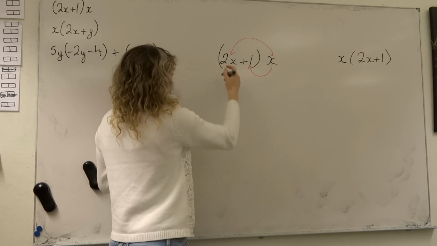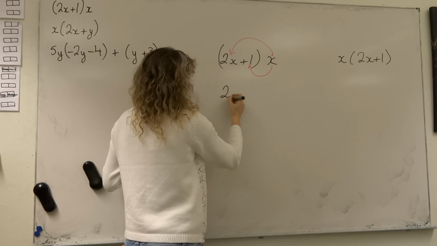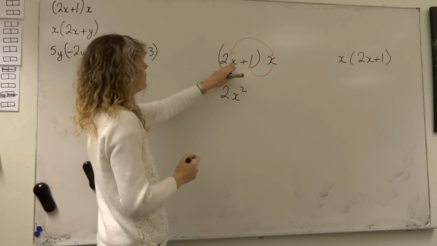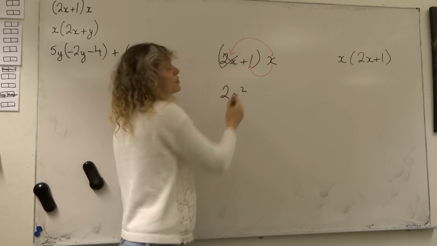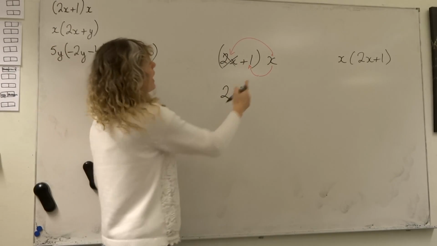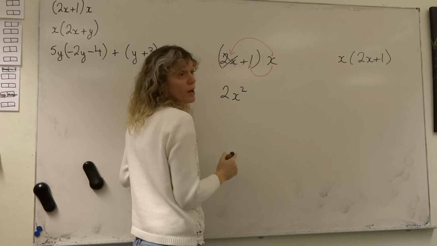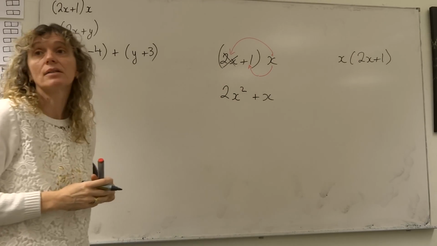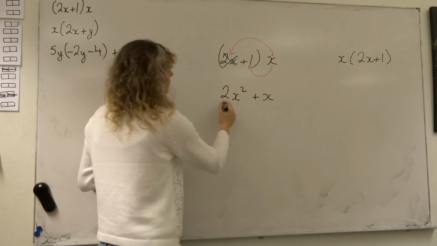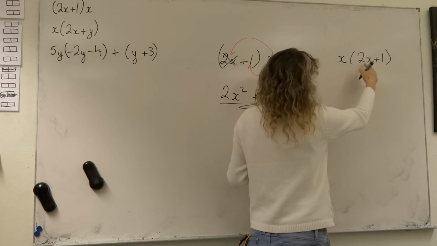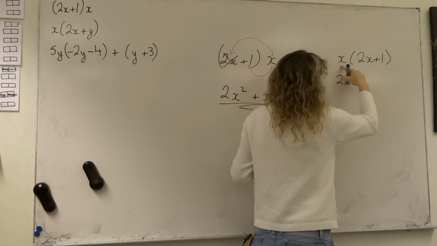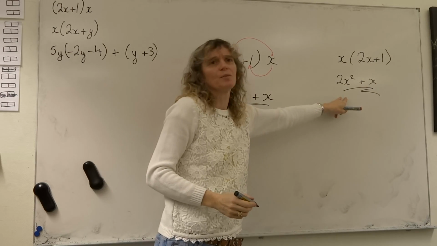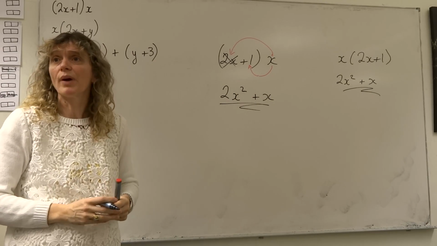x multiplied by 2x, well, x times 1 would be 2, and x times x would give us x squared. So the first term would be 2x squared. I've now multiplied that term, I can forget it. Then I multiply x by plus 1. x by plus 1 would give us plus x. 1 times x would give us plus x. So that's it. And we get exactly the same thing here. x times 2x would give us our 2x squared. x times plus 1 would give us plus x. We get exactly the same expression no matter where the x is, before the bracket or after the bracket, it doesn't matter.